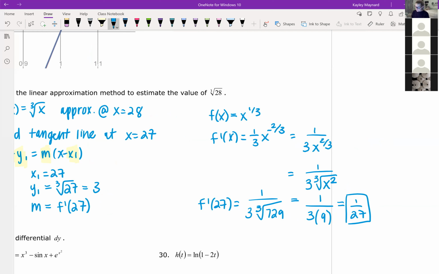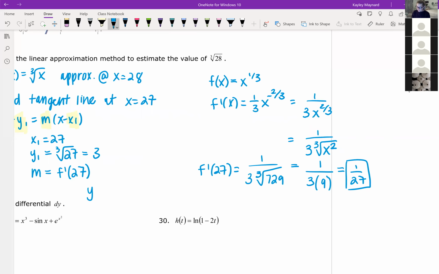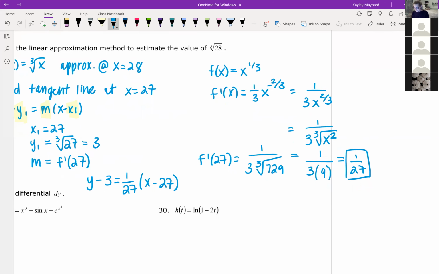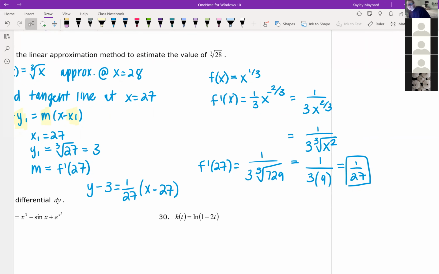Okay, great. So now the tangent line is y minus 3 equals 1 over 27 times x minus 27. I think I got that one right. Yes. Okay. Cool. And the last step of linear approximation is not too bad. Actually, it just says to plug in whatever you are approximating. So we're approximating 28. So it just says to go ahead and plug that in. But there is another step, and it says to solve for y, essentially.